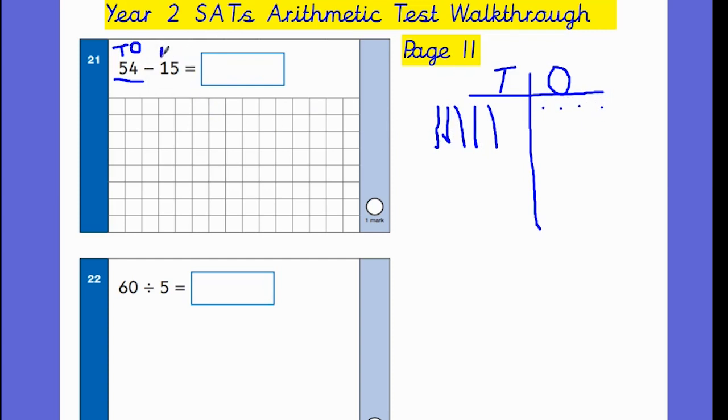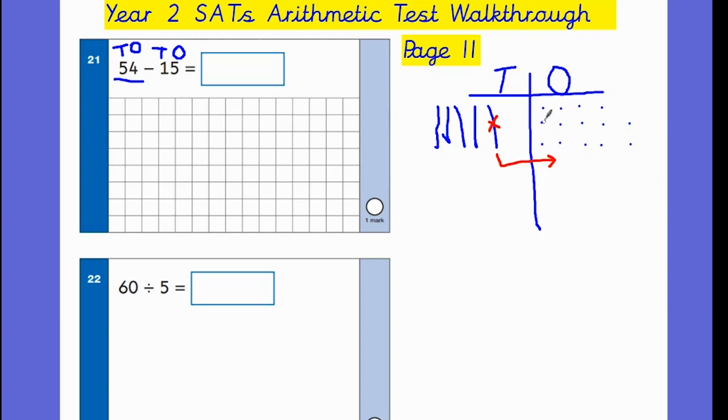And now I'm going to subtract 15. So I'm subtracting 1 10 and 5 1s. But interestingly, if you look and show the children here, can we take away 5 1s from 4 1s? We cannot. So at this point, we need to borrow from the 10s column. And what you would do is you would show the children, they would draw this arrow, borrowing a 10 from the 10s column, crossing it out, and then writing in those 10 1s. 1, 2, 3, 4, 5, 6, 7, 8, 9, 10.